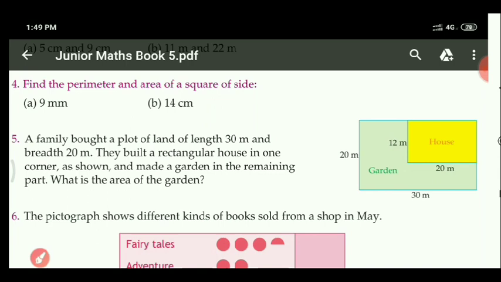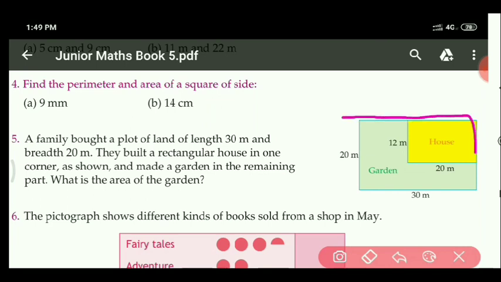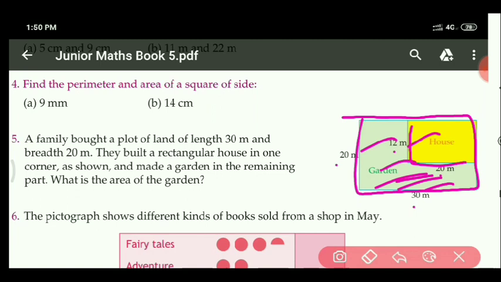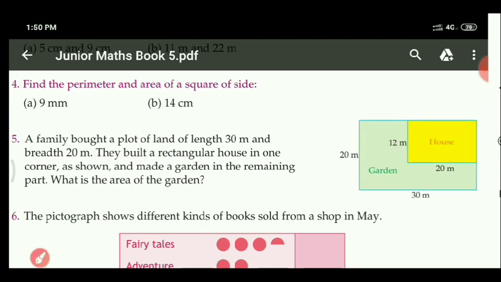How can we do it? Firstly, we will find the area of the whole plot, length into breadth. Then we will find the area of this house also, length into breadth, because both are in the shape of a rectangle. Then after finding the area of the plot and the area of the house, we will subtract: area of plot minus area of house. Then the leftover portion will be the area of the garden only. Let us see the solution.